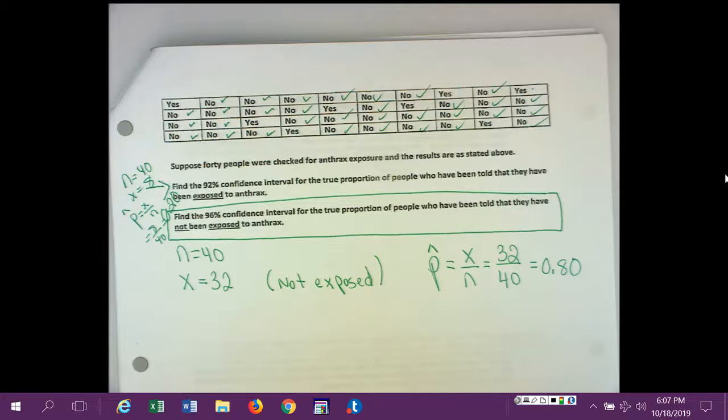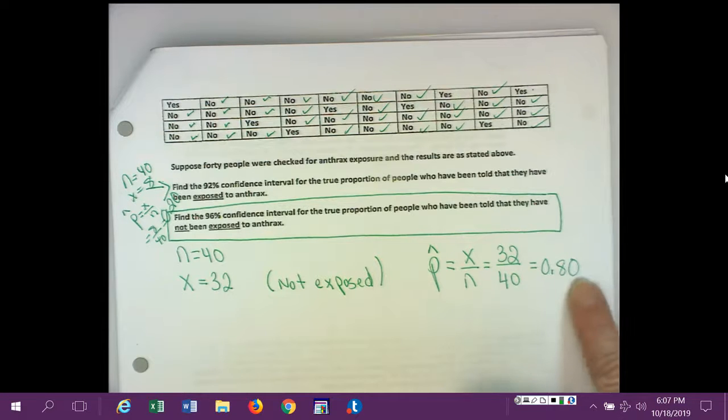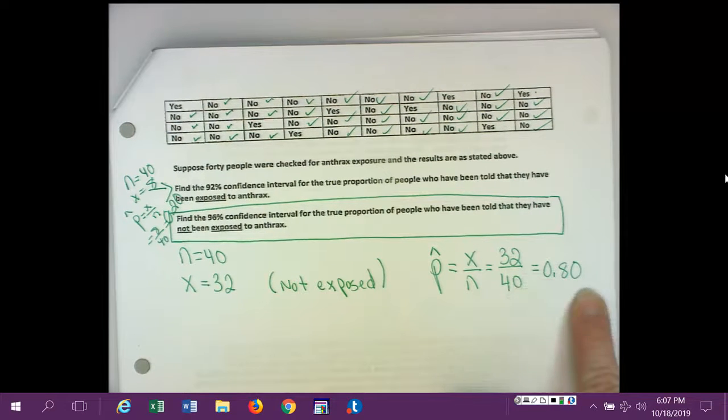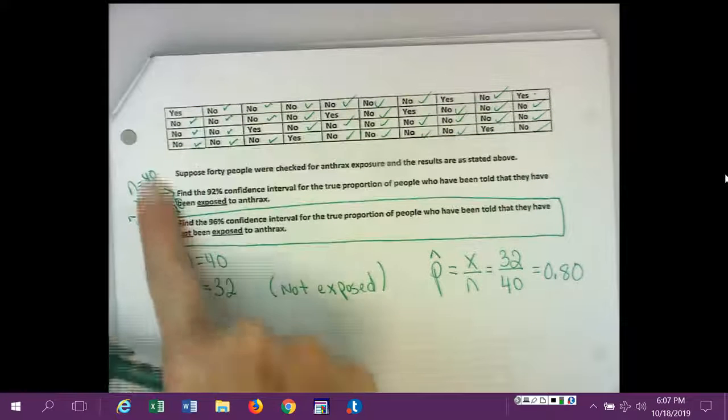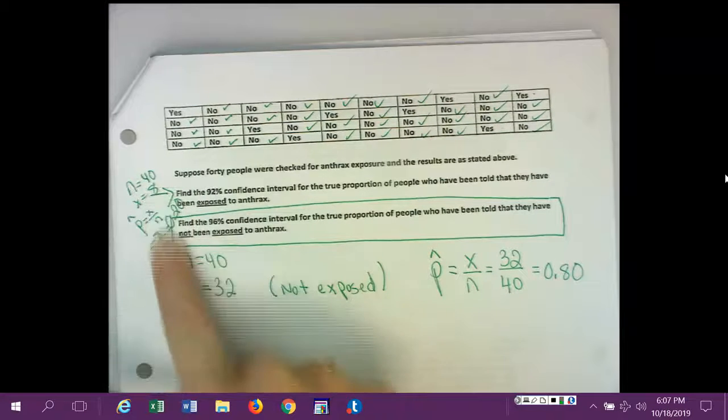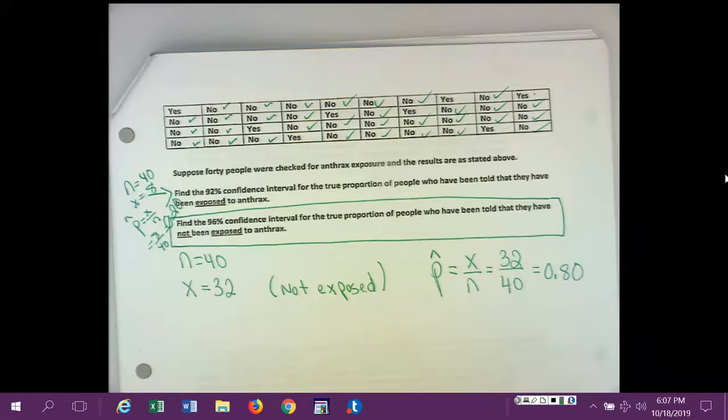How do I know that? If 80% or 32 out of 40 have not been exposed, then 8 out of 40 have been exposed, and 8 out of 40 is 20%. 20 plus 80 is 100% of my sample. That includes everybody sampled and tested. 100% of the people tested.